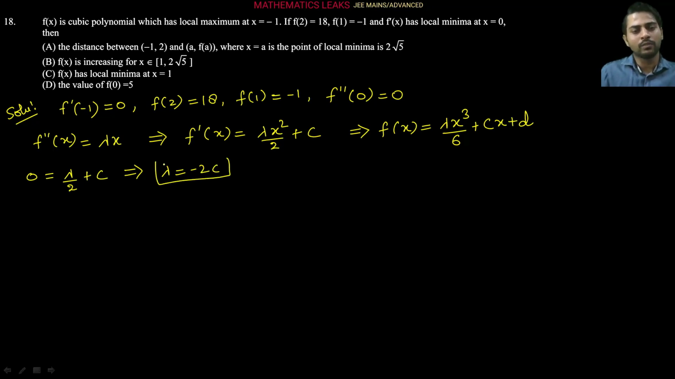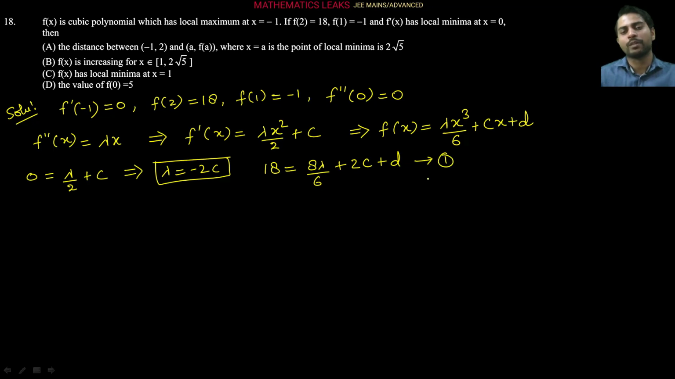Let's suppose this is one of the equations. Similarly, one more thing is there: f of 2 is equal to 18. So by putting this data in this equation, we get 18 is equal to 2 cubed, 8 lambda by 6, plus 2c plus d, right? Let's suppose this is our equation number 1.